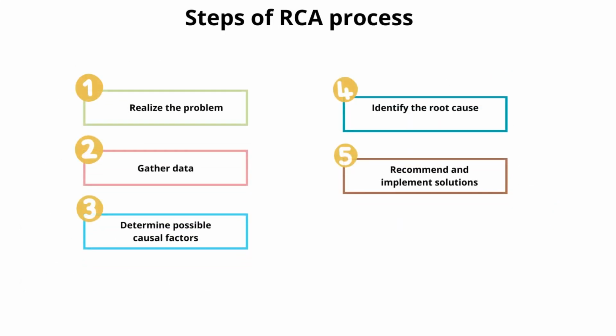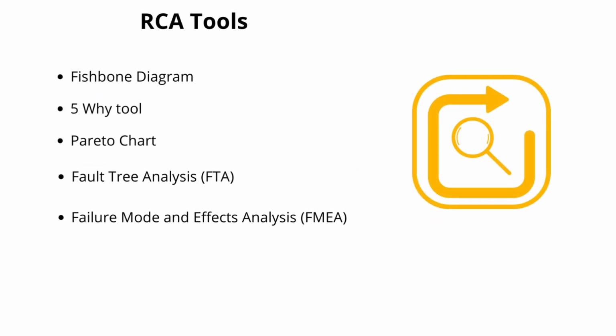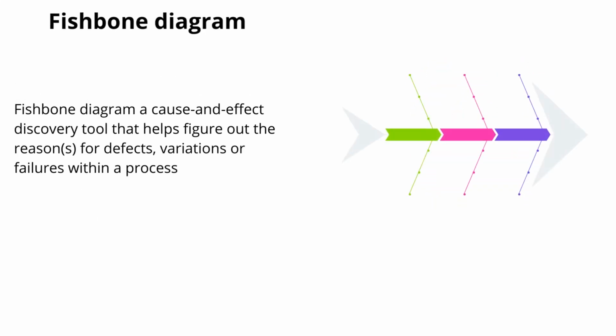Steps of RCA processes. Realize the problem, gather data, determine possible causal factors, identify the root cause, recommend and implement solutions. RCA tools: Fishbone Diagram, 5 Whys, Pareto chart, fault tree analysis, failure mode and effects analysis.